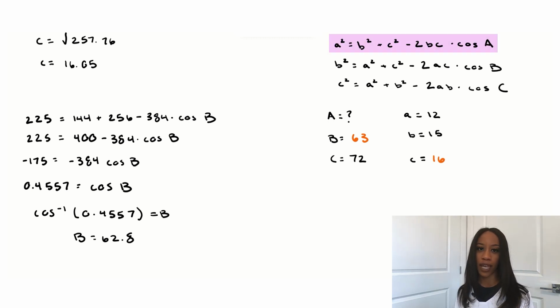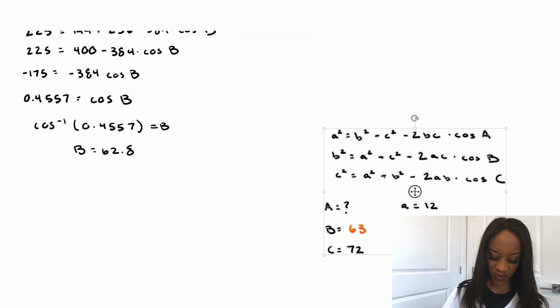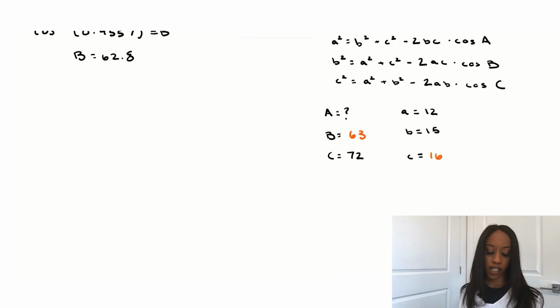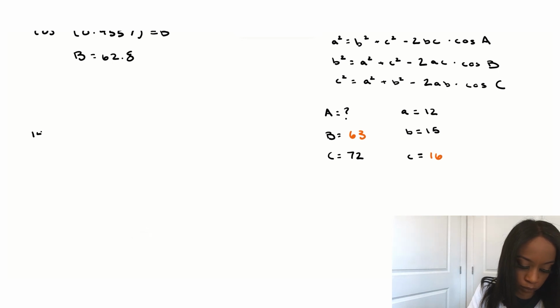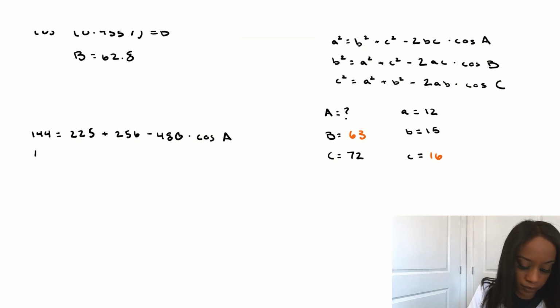Of course, we'll use our first cosine law. It's the only one we haven't used yet. That is a squared equals b squared plus c squared minus 2 times b times c times the cosine of angle A. So plugging into our formula, we have a squared, of course, 144, which equals b squared, 225, plus c squared, 256, minus 2bc, that's going to give us 480, times cosine of A.